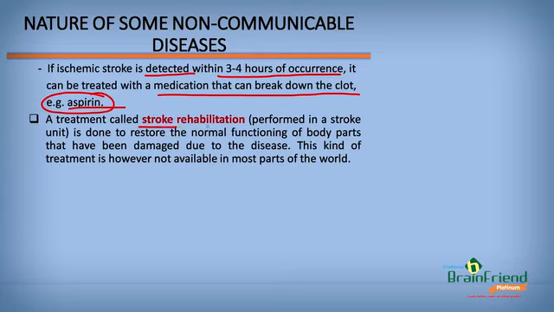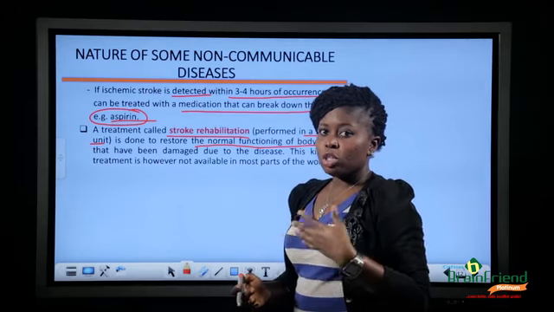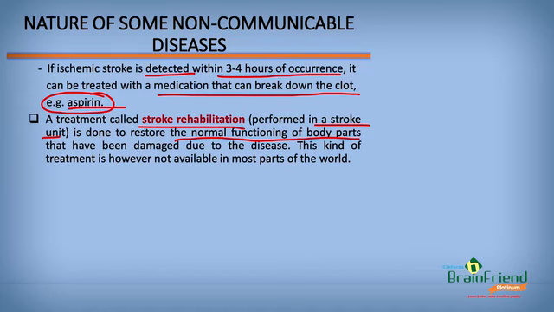Now, a treatment called stroke rehabilitation sometimes is performed on patients. It is done in a stroke unit. This stroke rehabilitation is done to restore the normal functioning of body parts that have been damaged due to the disease. So for people that have already had issues with their body parts, maybe a drooping face, numbness, or paralysis of some parts of the body, treatment can be done in this stroke rehabilitation unit in order to restore normal functioning of the body part that has been damaged. This kind of treatment is, however, not available in most parts of the world.